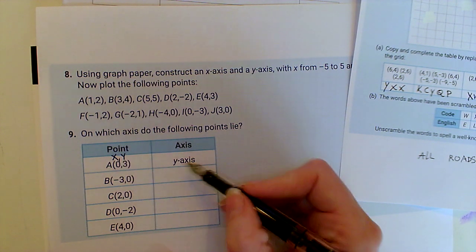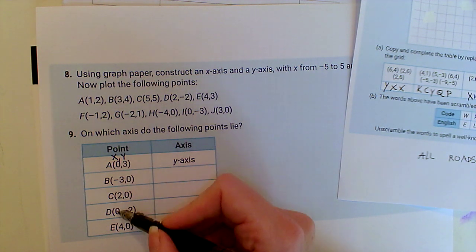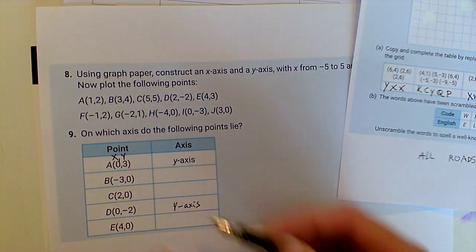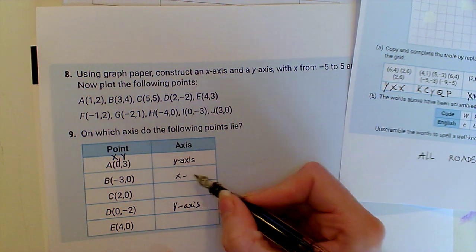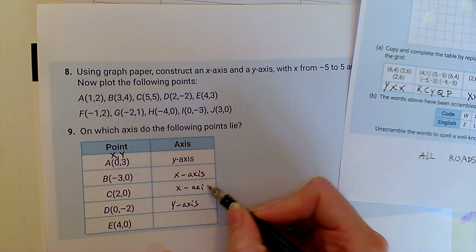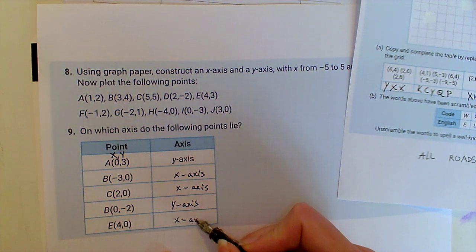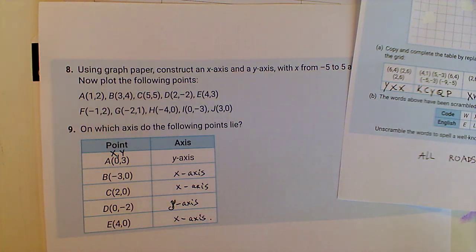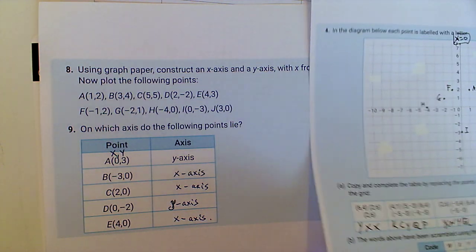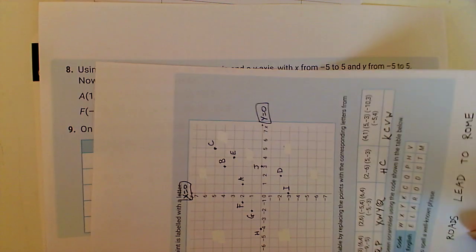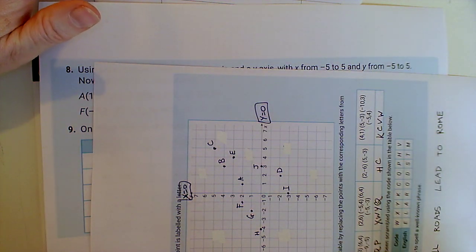Whenever the x value is 0, you're on the y-axis. So let's look. There, we're on the y-axis. Whenever the y value is 0, you're on the x-axis. X-axis. And that's it. Okay, so that was practicing with plotting points, reading points, and checking which axis a point might be on if one of the coordinates is 0.